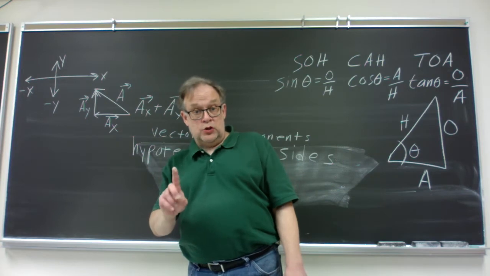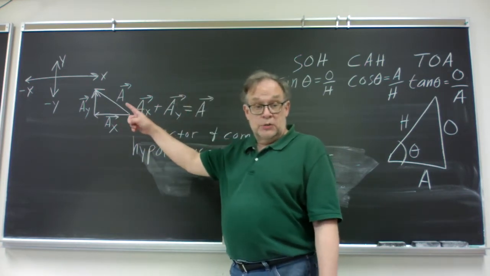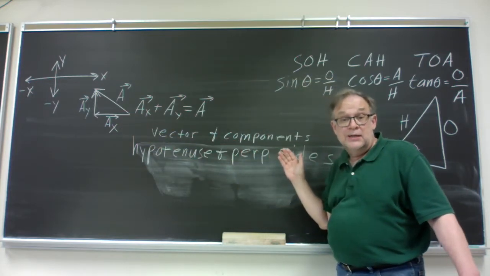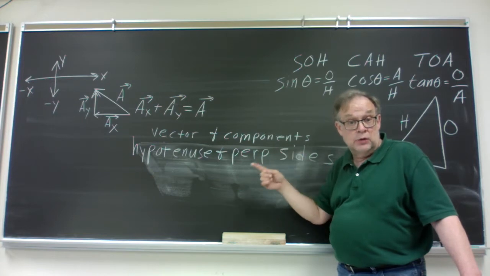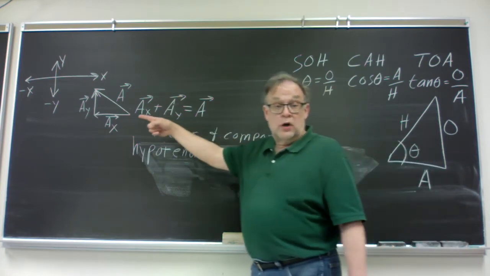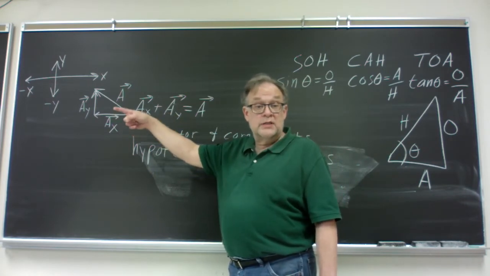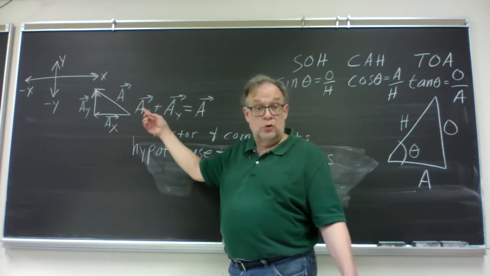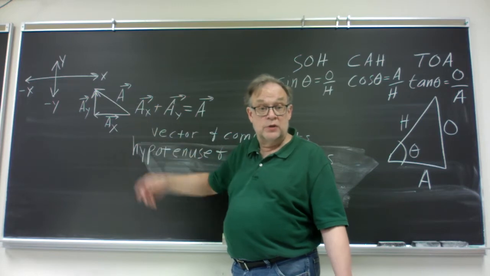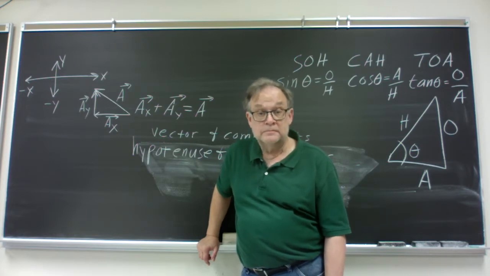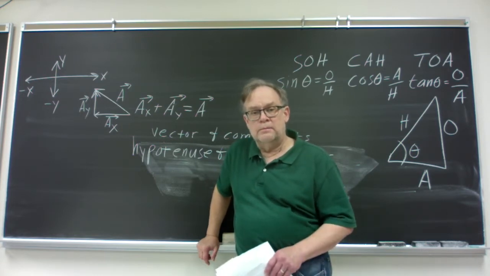And the way we do it is by noting this. Look at this picture, and you can see that the relationship between a vector and its components is the same as the relationship between a hypotenuse and the 2 perpendicular sides of a right triangle. When you draw this out, showing how the 2 components add together to get the vector itself, you have drawn a right triangle where the hypotenuse is the vector itself, and the 2 perpendicular sides are the components.